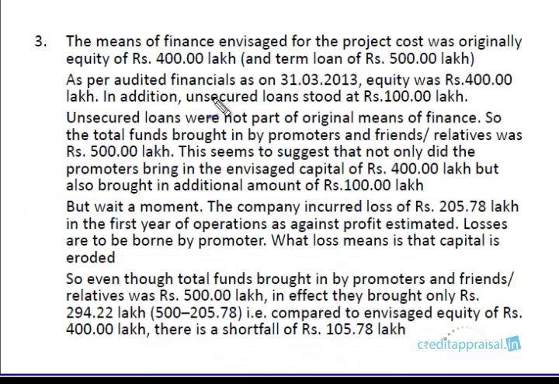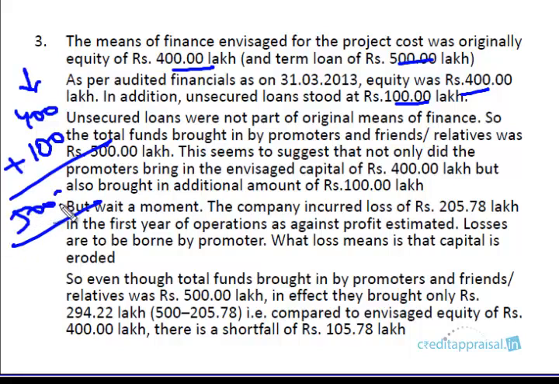So the original plan was equity 4 crores and term loan of 5 crores. But now, as per the actual audited financials, we are seeing that unsecured loans is 100 lakhs, and equity of 400 lakhs was brought in. So put together they have got 500. As a banker, do you feel happy about this? Can we say that, as promised and envisaged, the promoter has brought in his entire capital of 4 crores, and not only 4 crores, he has actually brought in an additional 1 crore? So this is a very positive development. Can we say that? We cannot say that. Let us see why.